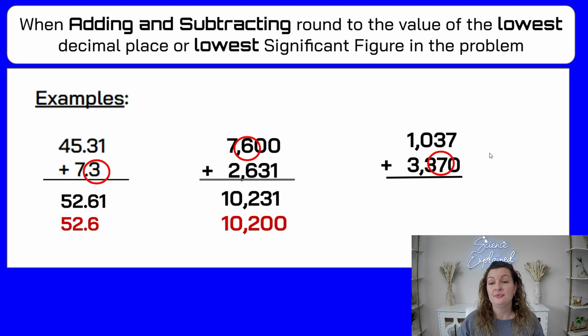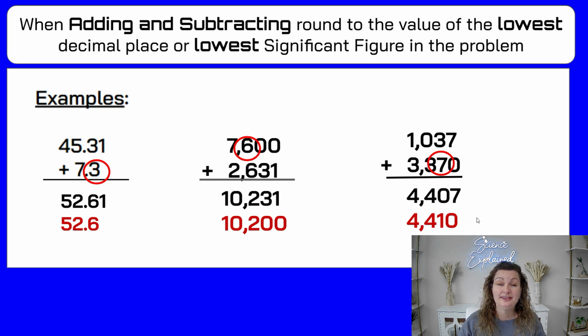So we have 3. So when we do our math, we need to make sure that we include only 3 significant figures, which means that the trailing 0 on the end doesn't count, right? So that's going to be the correct answer.